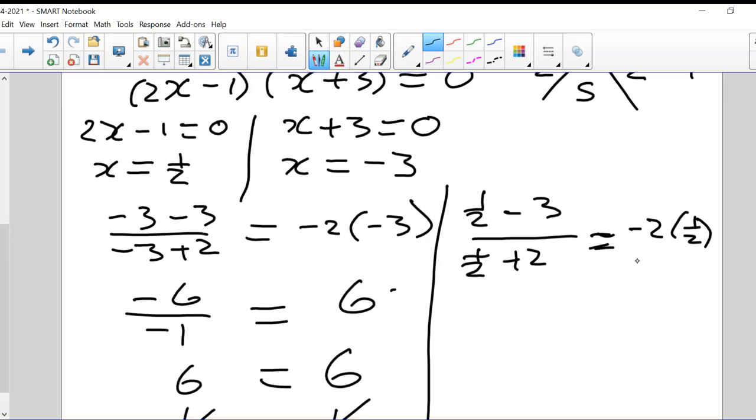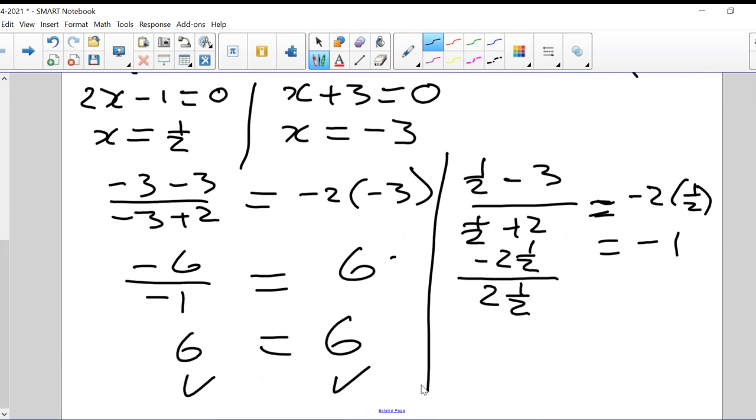So minus 2 times a half, of course, is minus 1. Hope everybody agrees with me on that. A half minus 3, I'm going to hope that we can sort of cut to the chase on this a little bit here, a half minus 3 would be minus 2.5, right? And a half plus 2 is 2.5. So I have minus 2.5 over 2.5. I'm going to say that answer is minus 1 on the left, and of course it's minus 1 on the right. So we're good. So in fact, both answers are acceptable.